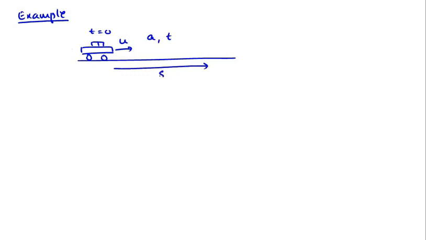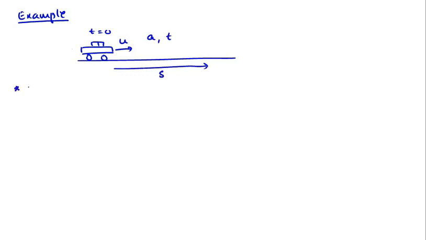Let's say there is a car and it's moving along a straight road. At time t equal to 0, its initial velocity is u. The car starts accelerating at time t equal to 0 with constant acceleration a, and in time t, it covers distance s in the direction of motion.